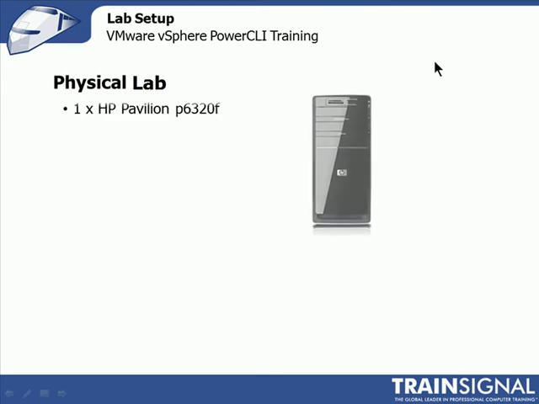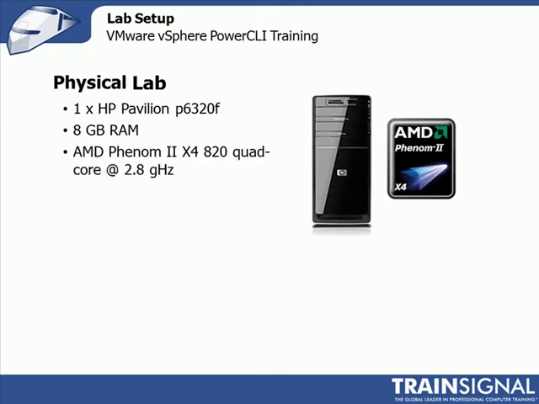Now let's check out the physical space here. I'm running all this on one HP Pavilion P6320F, as in Frank. It's a pretty nice little unit, little tower piece there. Hide it under my desk pretty easily. I've got it configured with 8 gigabytes of RAM. It's got an AMD Phenom II X4 820 quad core at 2.8 gigahertz. And I actually have plenty of CPU speed for my purposes, running all those virtual machines that I showed you a minute ago. And the RAM is definitely the point at which you get stuck.